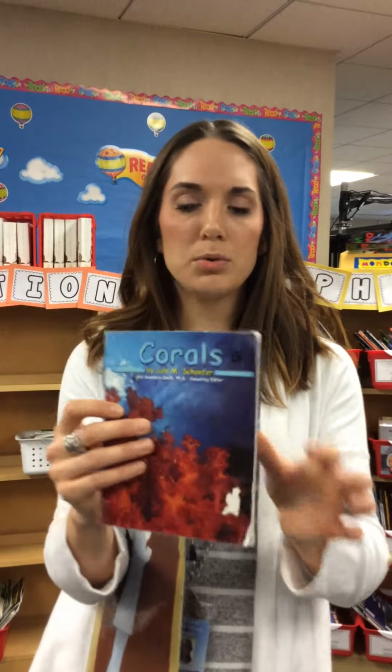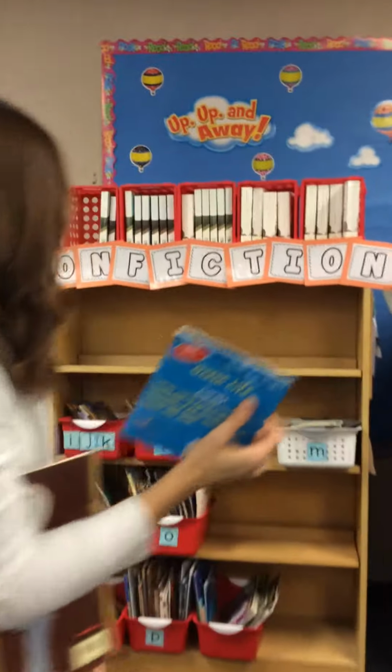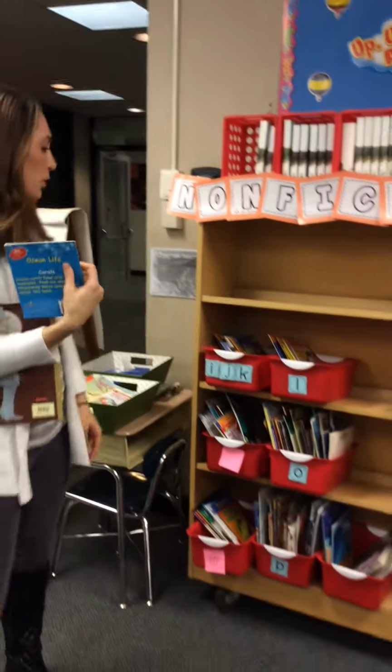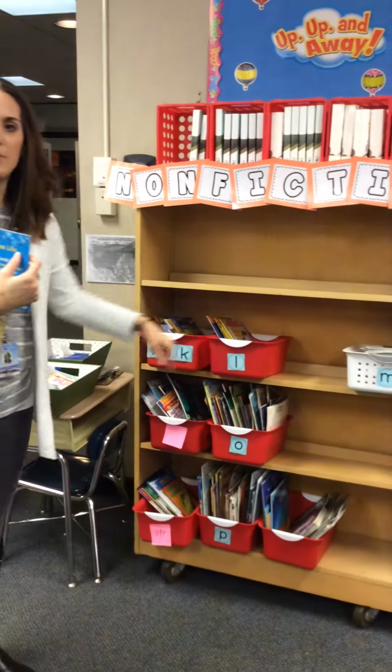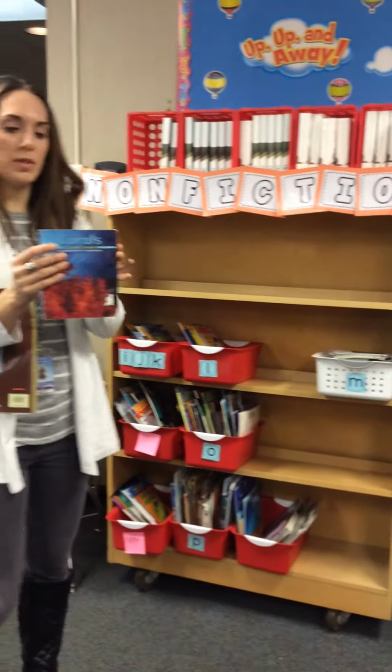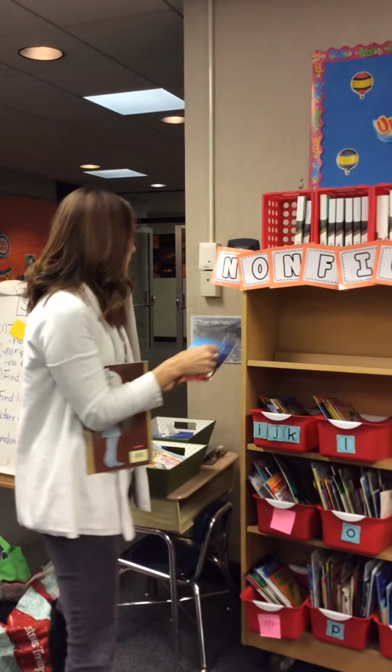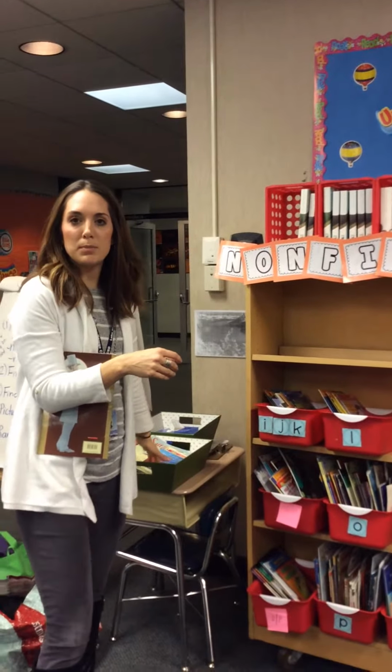So this is a nonfiction book, so we're going to come over to the nonfiction section, and we're going to look for G. Now I'm noticing that we don't have a G bin, so what I would do with this book is I would put it back in our bin, and I would let a teacher know that there are some books that don't have bins, so we're aware and we can make proper bins for those books.